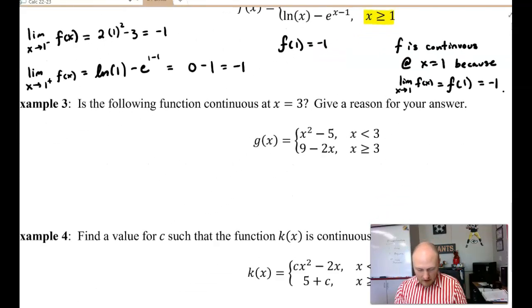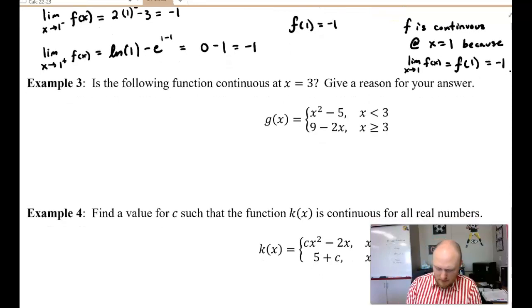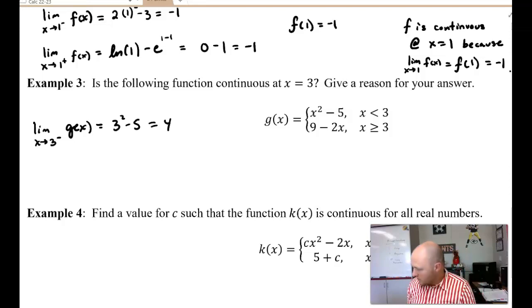Example number 3. Is the following function continuous at x equals 3? Give a reason for your answer. Similar to exactly what we did in the last problem. This is just like the last one. The limit as x approaches 3 from the left of g of x is going to be equal to 3 squared minus 5, which is 4.